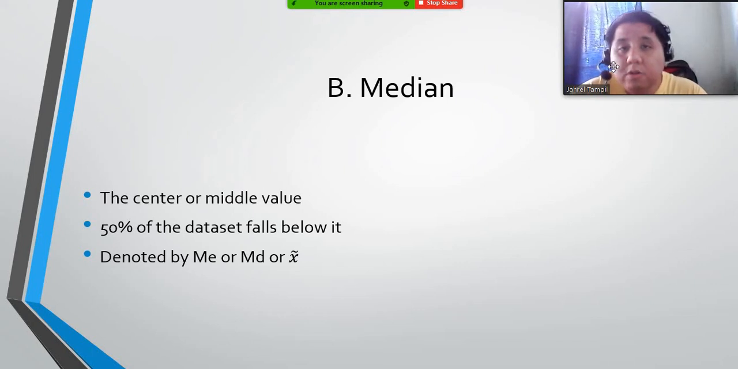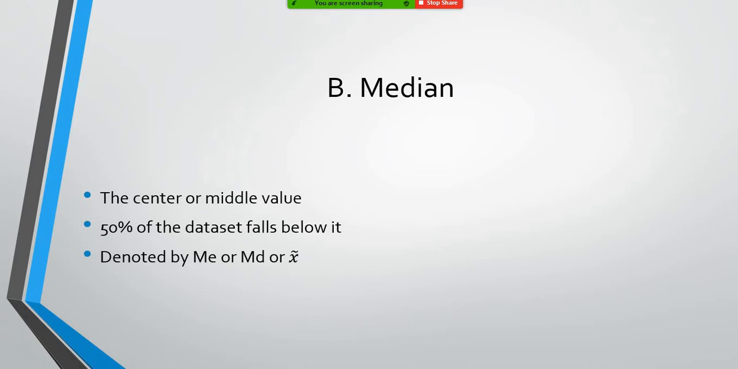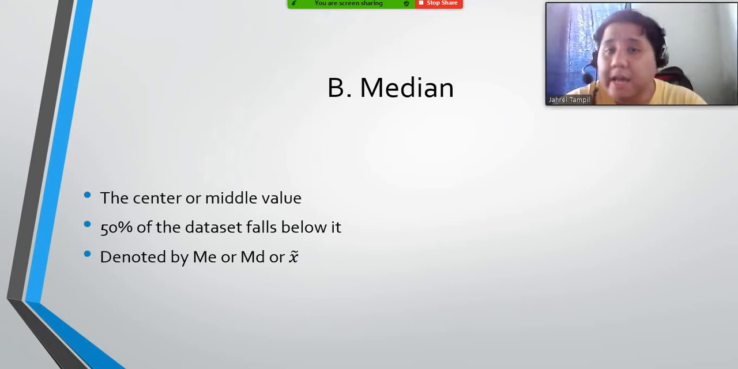In this video, we're going to talk about the two other measures of central tendency, the median and the mode. Let us start off with the median. The median is the center or the middle value of our dataset. 50% of the dataset falls below it and it is usually denoted by ME or MD or X tilde or X curve. There's actually a debate on how the median is defined.